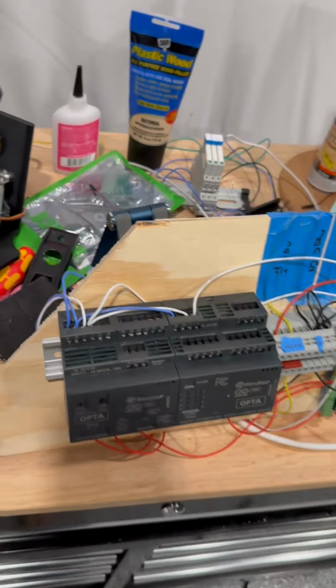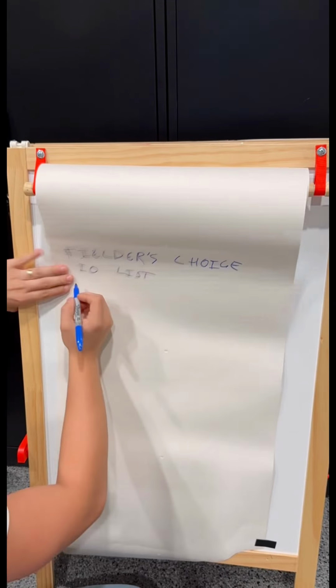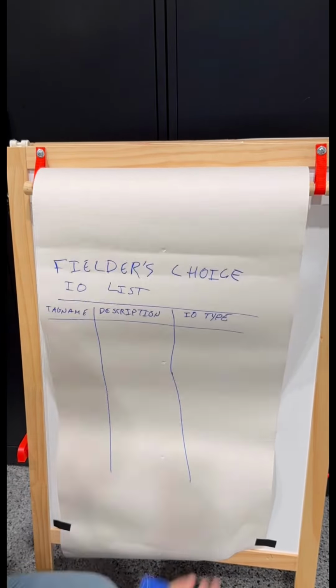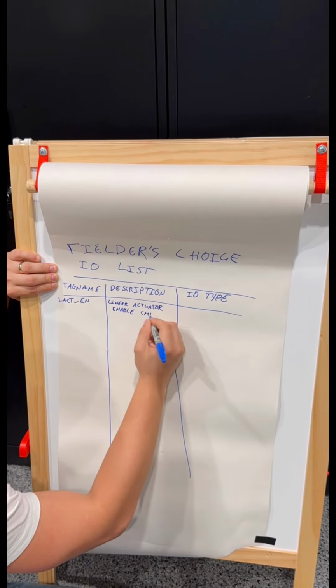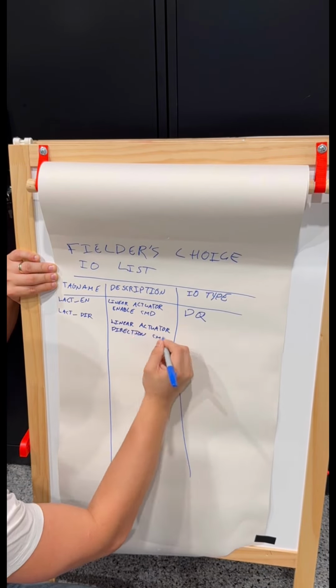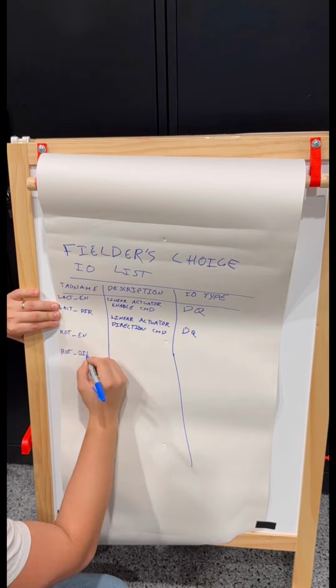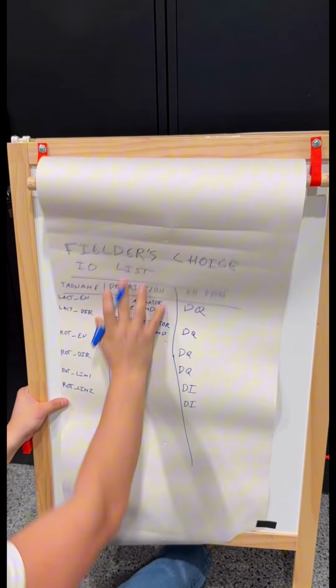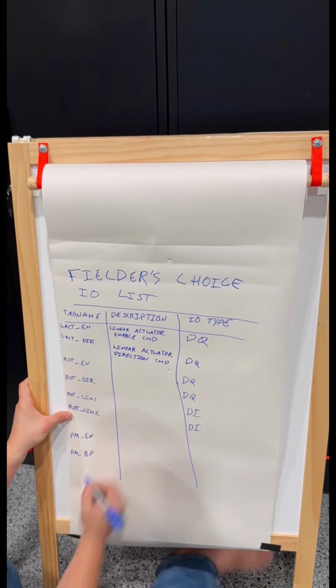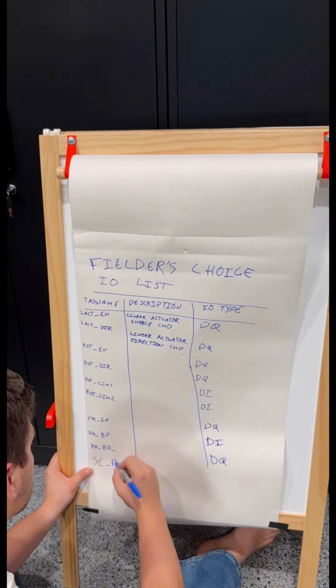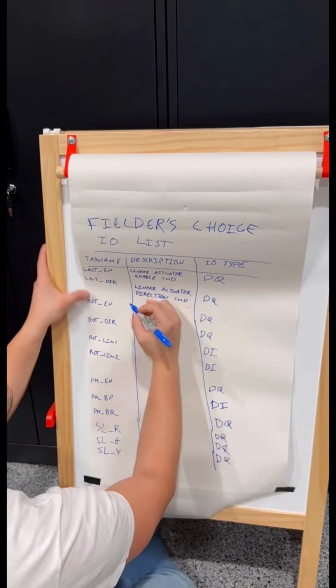Most of the time while you're designing the electronics for your project, you want to start with something called an I/O list, and you basically need tag name, description, and I/O type for every signal that you're going to need control or monitoring for in your project. So for the fielder's choice in particular, I just start by kind of making up tag names and have them grouped by subsection of my project.